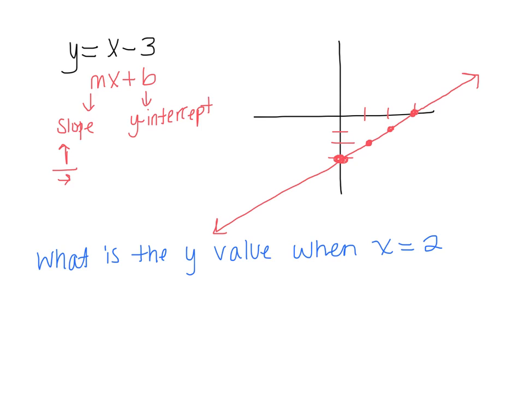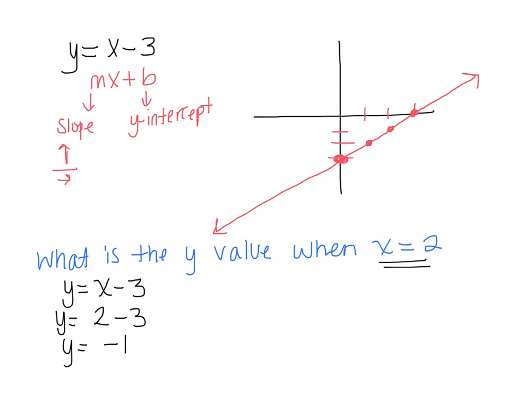So how can we do that algebraically? Well, we have a line that we can write, y equals x minus 3. We can plug in our x equals 2 value and take 2 minus 3, and we get negative 1. So y equals negative 1 over here when x is 2. Now this is what they showed you in middle school.